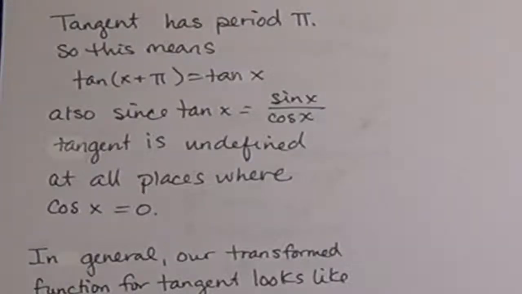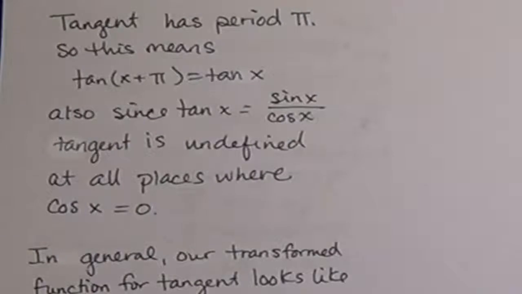So now that we've looked at sine, cosine, secant, and cosecant, let's look at the tangent and cotangent functions. To start off, we're going to look at the tangent function. These two functions are a little different because they both have period pi. So this means that tangent of x plus pi is going to equal tangent of x, unlike the 2 pi period that the other four functions have.